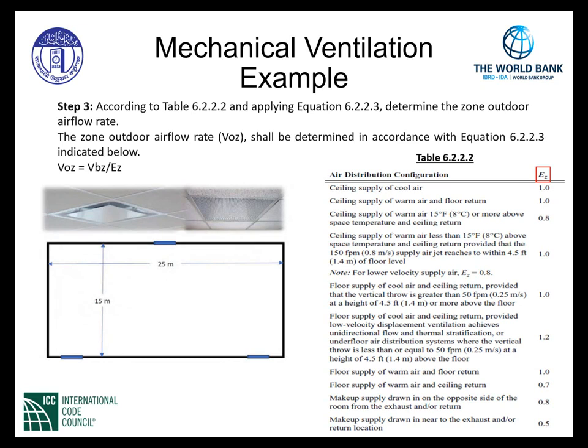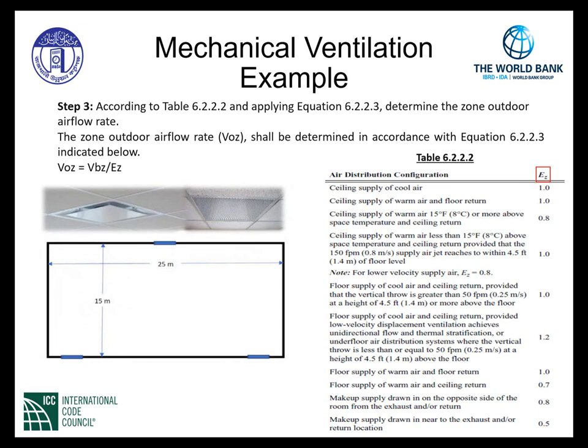Step 3. According to table 6.2.2.2 and applying equation 6.2.2.3, determine the outdoor airflow rate. What we will do is we will now take a look at the outdoor airflow rate, and we need to determine what is called the air distribution effectiveness.